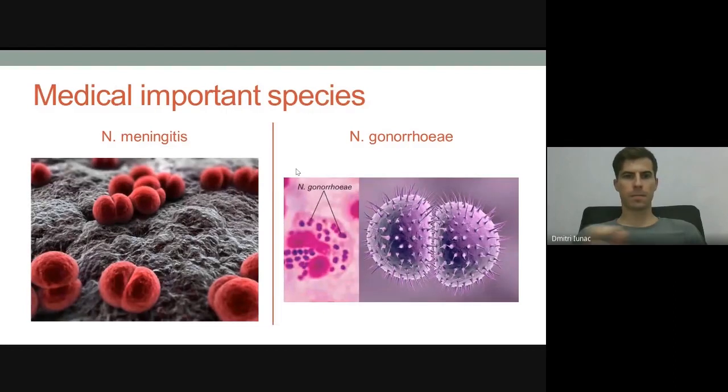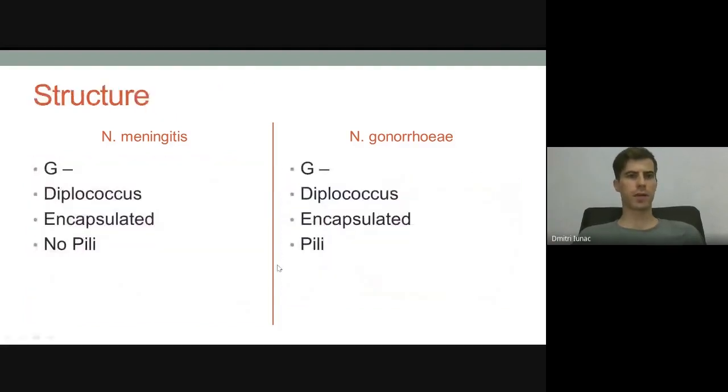Here you can see pictures of both of them. Here is Neisseria meningitidis, and here is Neisseria gonorrhoeae. They are pretty similar, but there are a few differences, for example, structures. Structural difference is the only one.